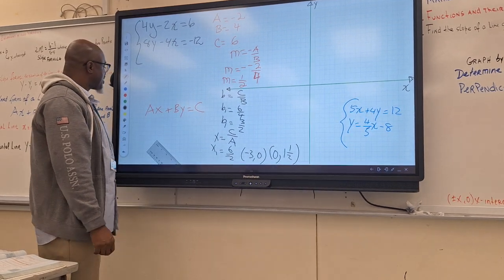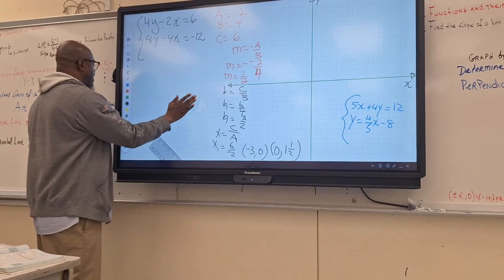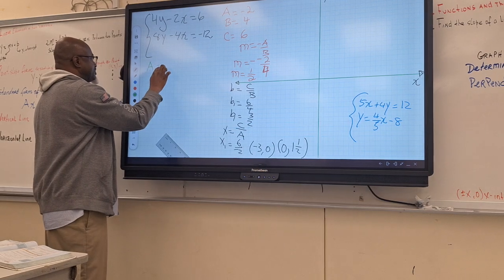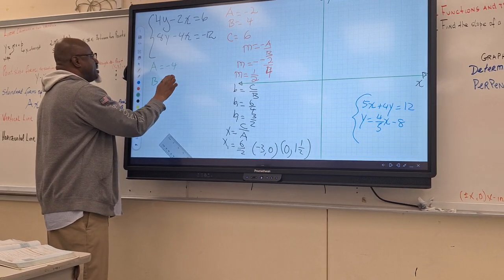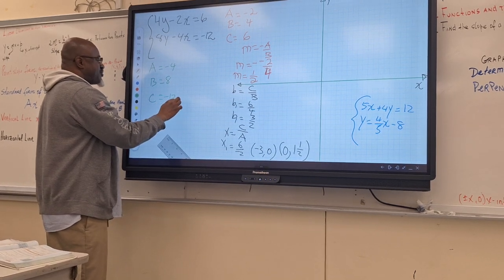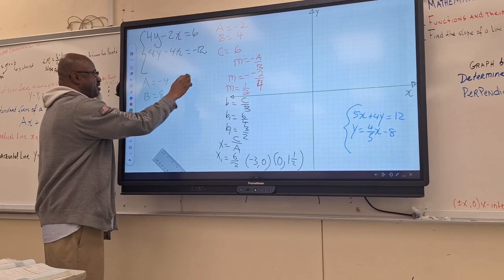So I'm going back to the second equation. I'm going to do the same process. What is A? -4. What is B? 8. And what is C? -12. I'm going to use the same parameters, so I will find M. How do I find M?